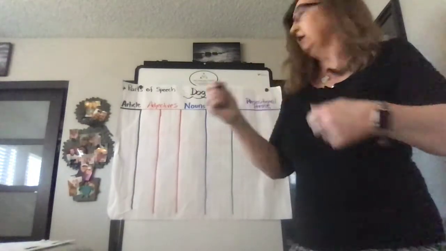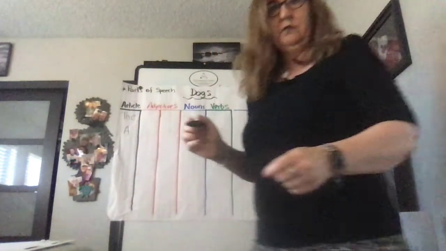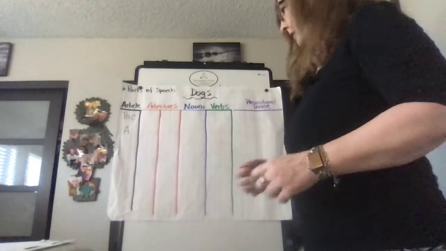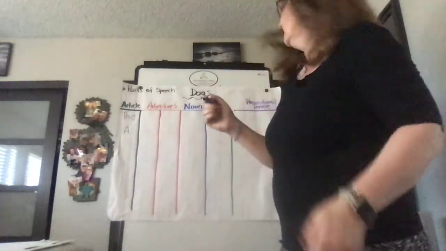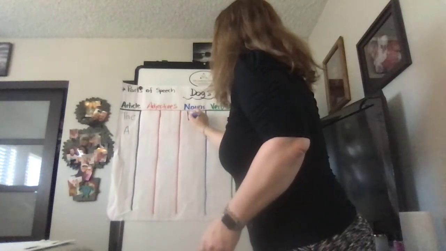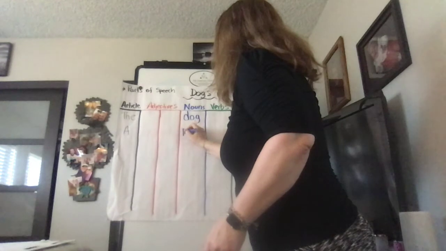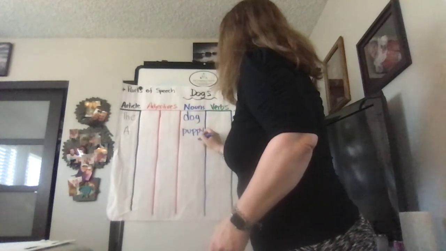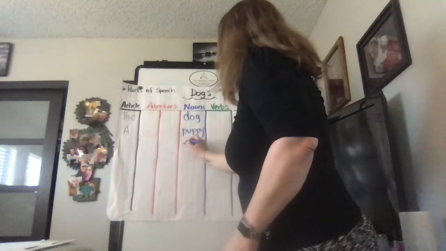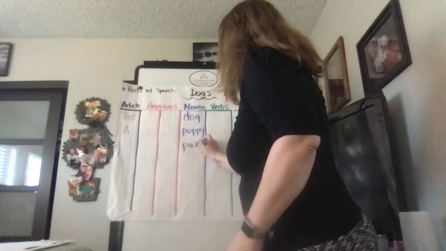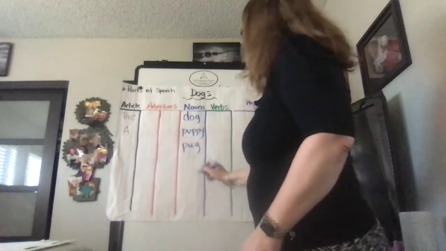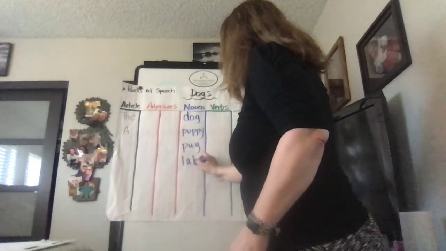The first thing I'm going to do is write in a couple of articles for us to use. So I'm going to do the, and a. Those are pretty easy and work pretty well. Then I'm going to make a list of adjectives. Actually, before I do that, I'm going to put the noun in there. So dogs is the noun. We're going to do dog, puppy. Maybe we could do a pug. That's a type of dog. How about a lab too? That's probably enough for now.